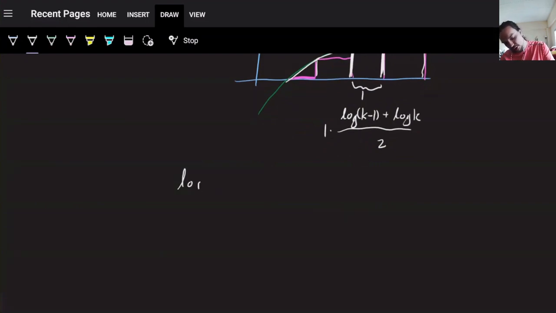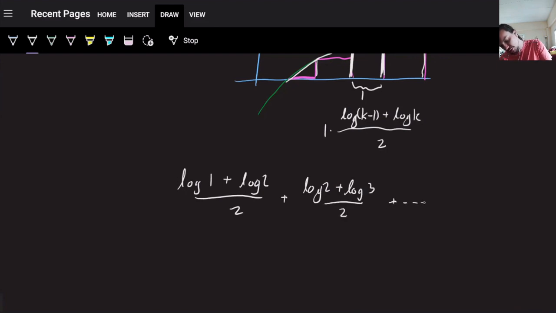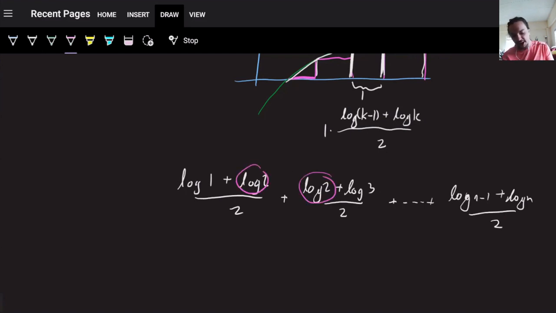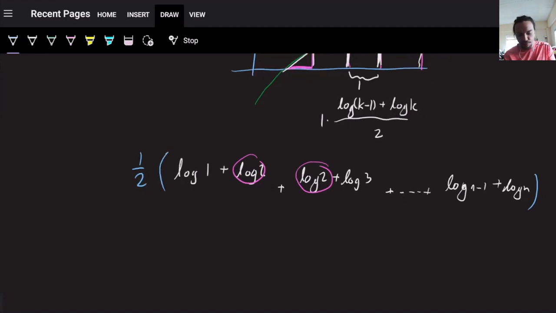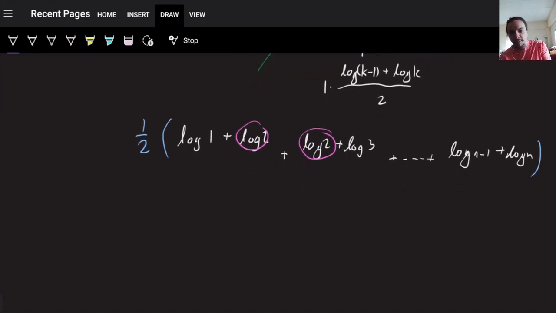So we'll have log of 1 plus log of 2 over 2, plus log of 2 plus log of 3 over 2, plus so on, plus log of n minus 1 plus log of n over 2. But now we can notice that this term right here pairs up with that term right there. So we can actually reorganize all of the sums. First of all, I'm going to pull out a factor of 1/2 because they all have a 2 in them. And then I'm going to push the paired terms together.